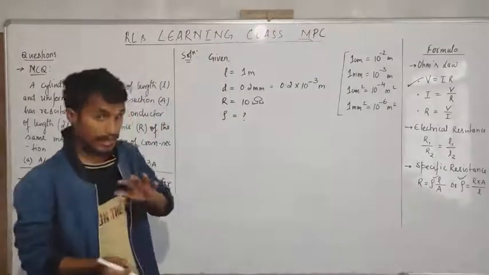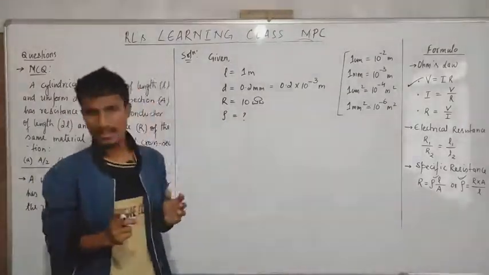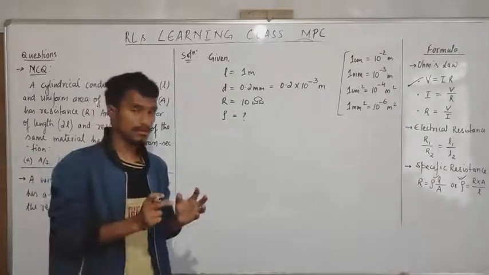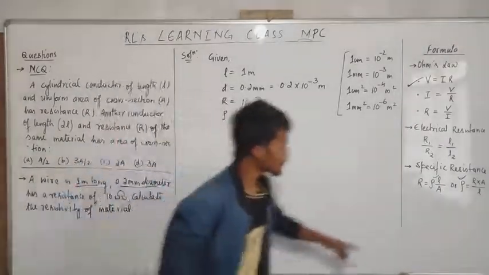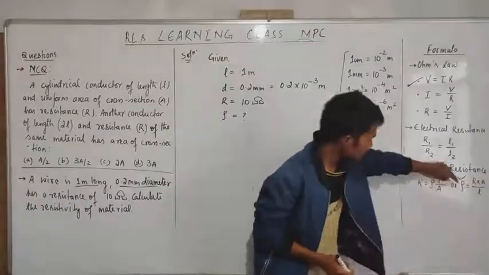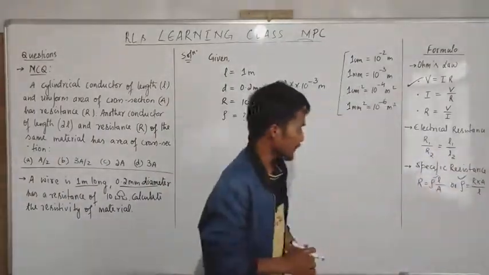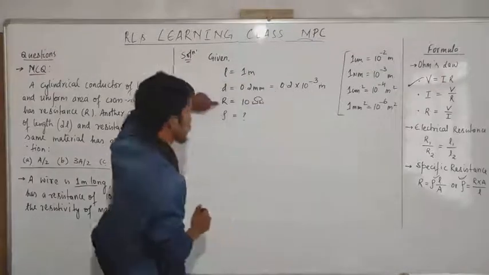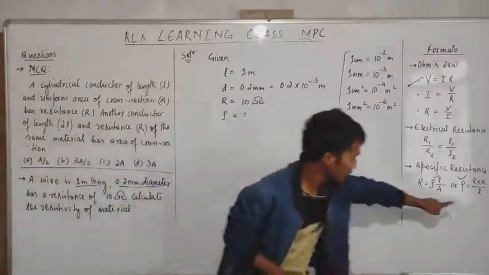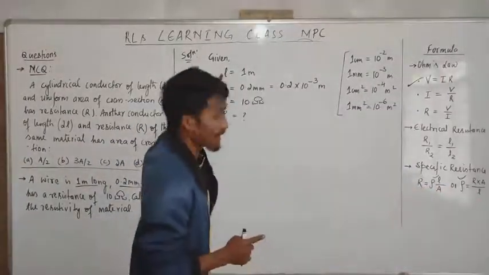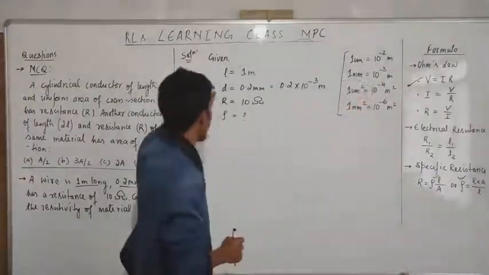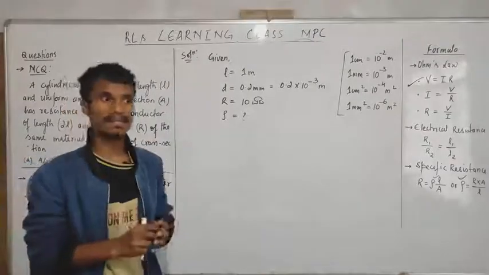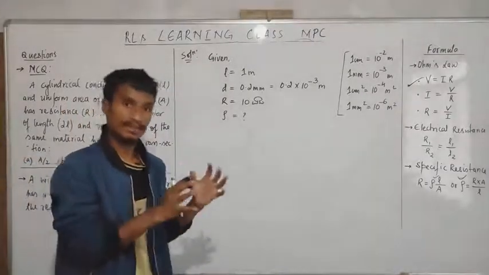Look here, check in this question. I told you in physics always write what is given in the equation, then we'll check which formula we have to solve. Now we need to find rho, and we already know the formula: rho is equal to R into A by L. R is there. L, the length, is also given. But area A is not given; instead they give the diameter. I told you in physics always check first what is given.